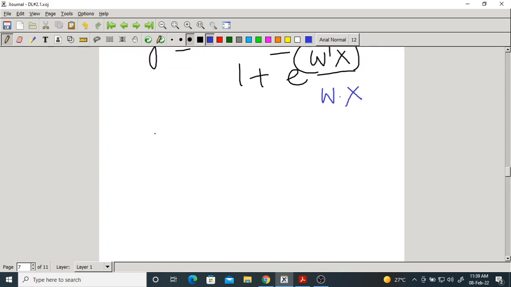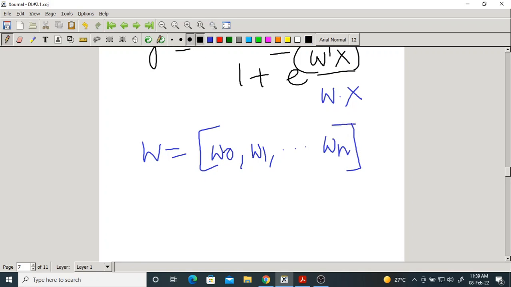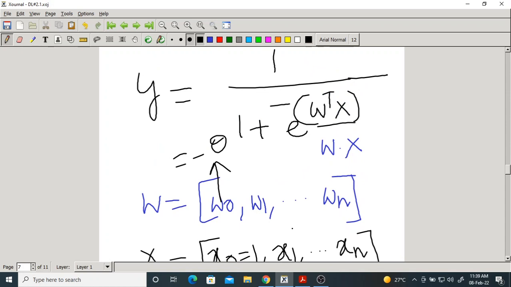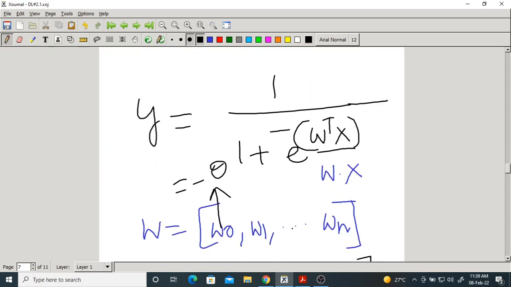What are these? W is a vector: W naught, W1, and so on up to Wn, where W naught is called the bias. It is equal to minus theta. What is theta? The thresholding logic, or threshold parameter. What is x? It is the input feature vector: x naught, which is always equal to 1, x1, and so on up to xn. Now the logistic function that we are using in our case is 1 by 1 plus e power minus W transpose x, or W dot x, the dot product of two vectors.